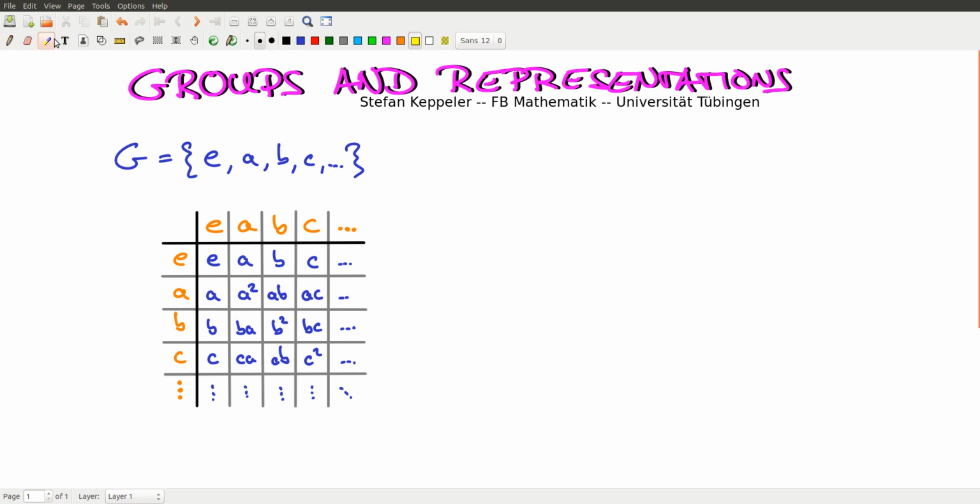And now when you look at this table, you see, for example, that we have AB here and BA here. So in general, these two elements are different. But for an abelian group, it would be the same. So for an abelian group, the table would be symmetric across the main diagonal. Now let's look at an example.